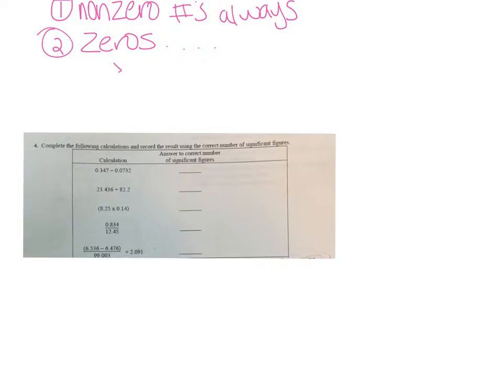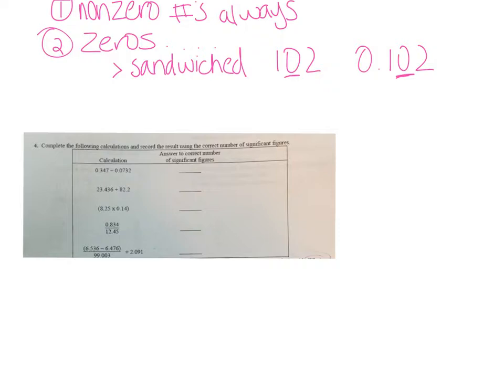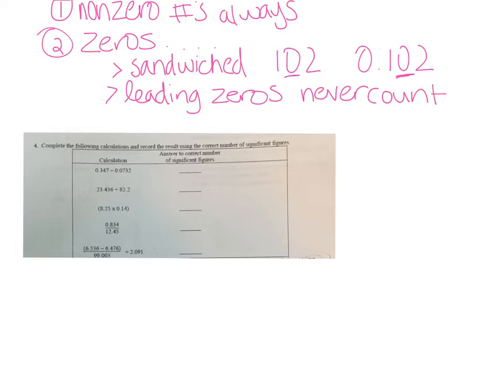Okay, so point number 1, zeros will be significant if they are sandwiched. Meaning if I have 102, this guy counts. If I have 0.102, this guy counts. Leading zeros never count. So back to the example beforehand, this guy does not count, okay?